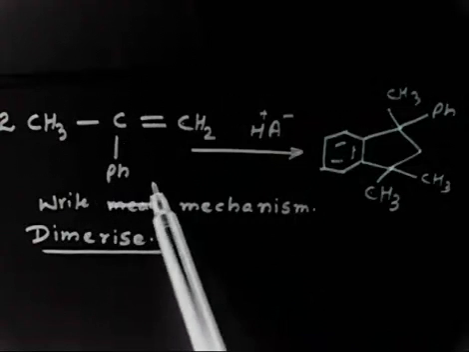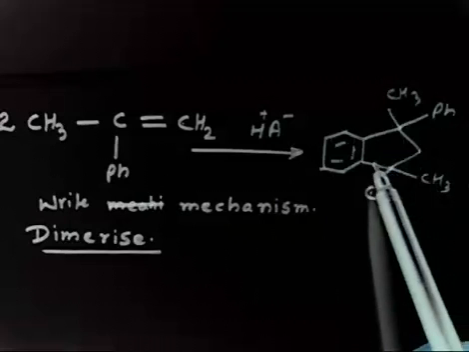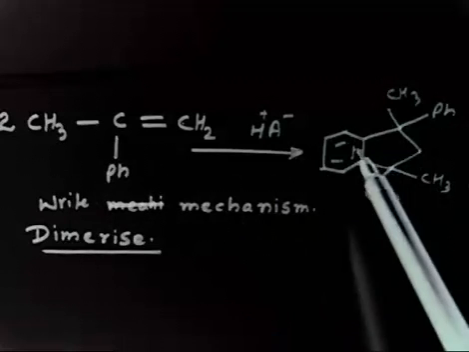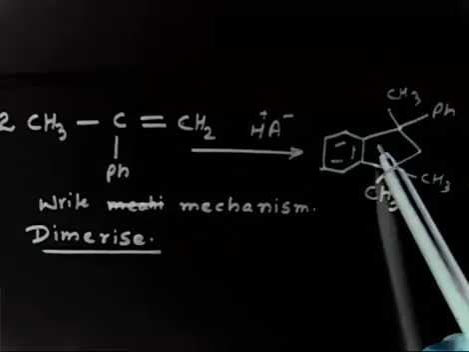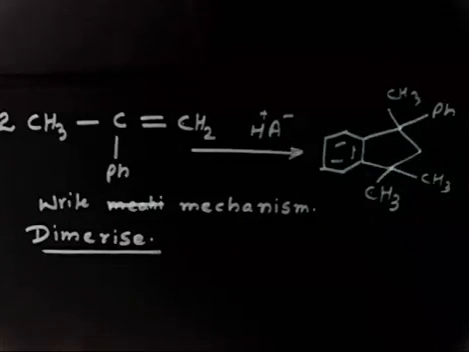Now in the final product, this benzene ring is attached to two carbons. One carbon is already attached to the benzene ring, and the other carbon can be connected to it only by an electrophilic substitution reaction. So the benzene ring attacks the carbocation, which is the electrophile, loses H plus, and you get the desired product.